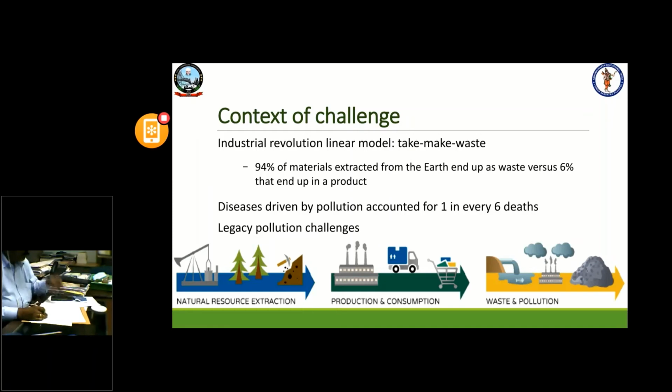In this context, we have the industrial revolution linear model: take, make, waste. 94% of materials extracted from the earth become waste, versus 6% that end up in a product. There you can have the controlling of waste. Even diseases driven by pollution accounted for 1 in every 6 deaths. You have the legacy pollution challenges. It may be natural resource extraction, production and consumption, waste and pollution.